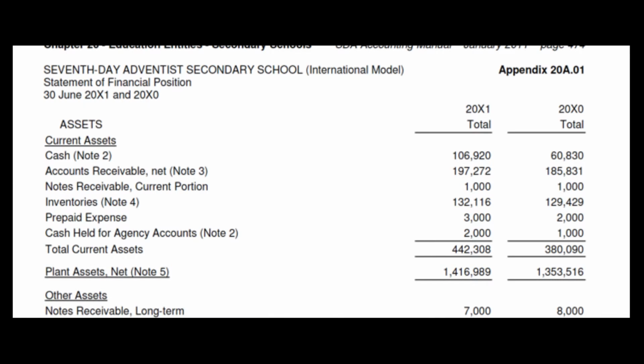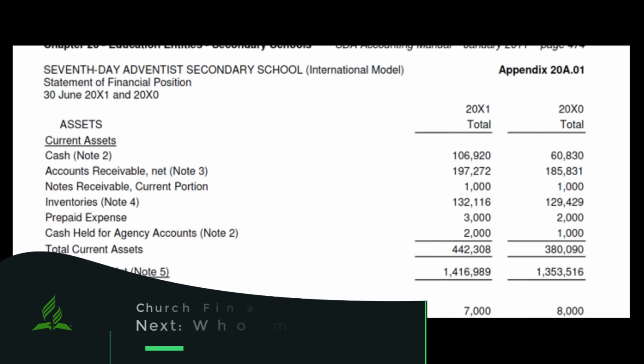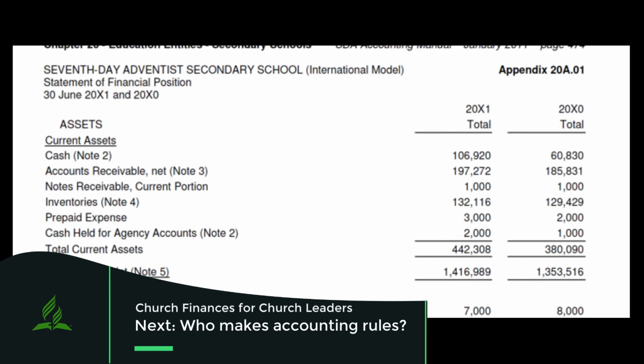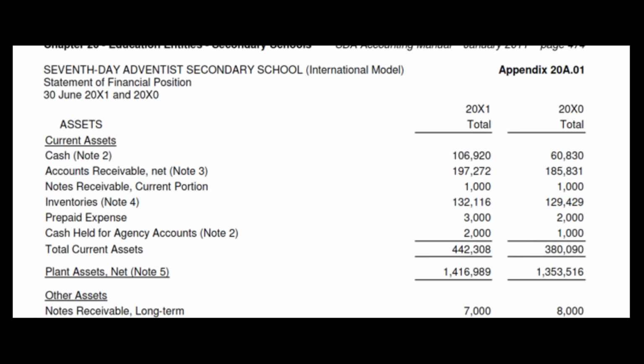So the standard financial statements need to be somewhat clear, and maybe the word simplified is not the right word, but you get the idea, not cluttered with all kinds of bits of information.